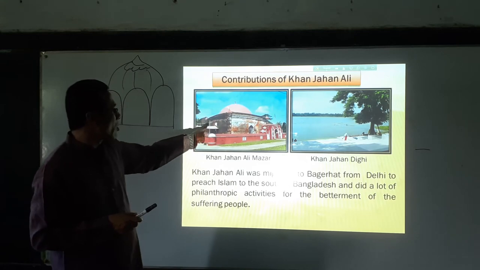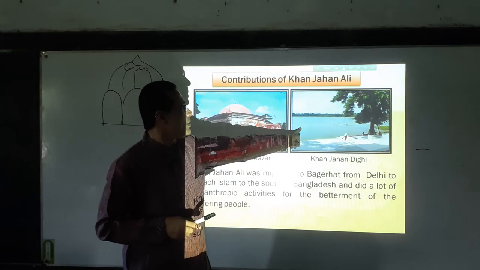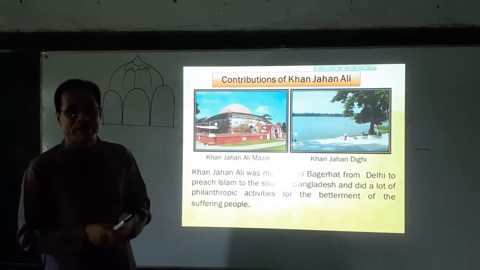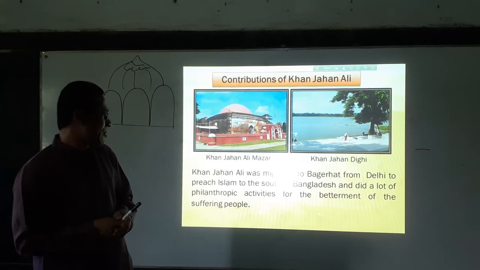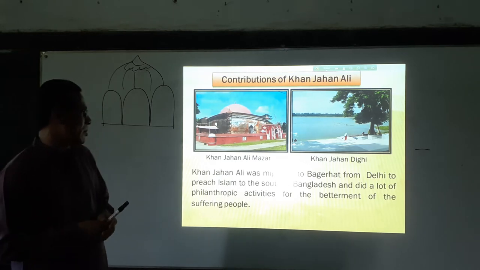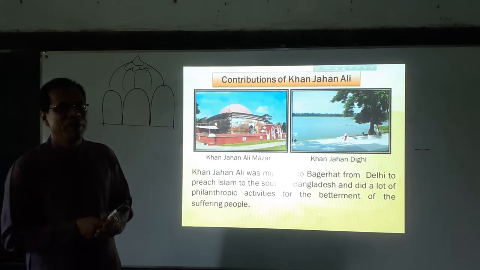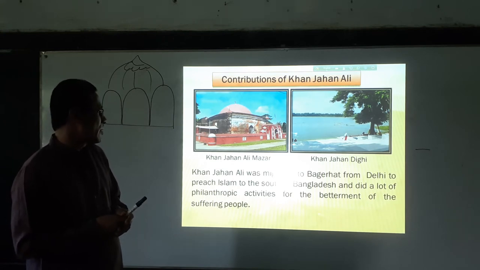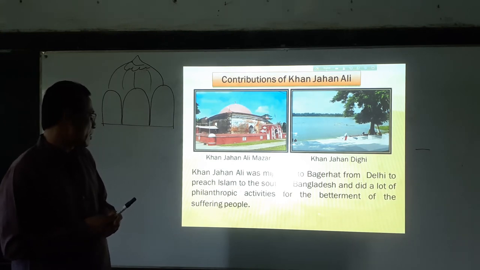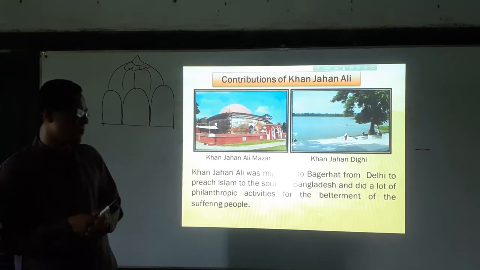This is the Mazar of Khan Jahan Ali and Khan Jahan Ali Dighi, a vast sweet water tank. Khan Jahan Ali migrated to Bagerhat from Delhi to preach Islam. What is the purpose of migrating here? To preach Islam. He preached Islam in South Bangladesh and did a lot of philanthropic activities for the betterment of the suffering people.